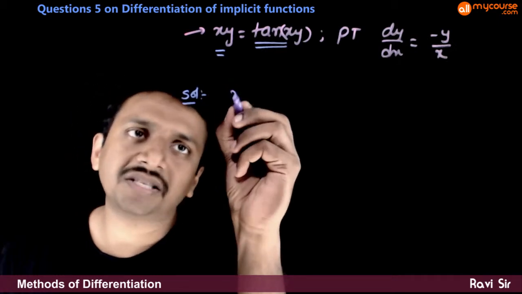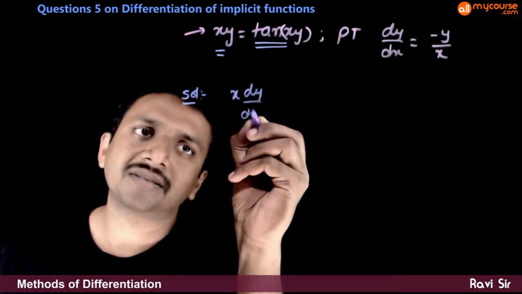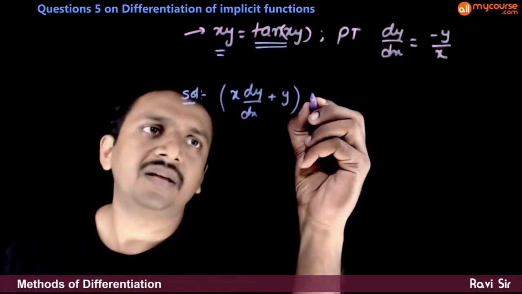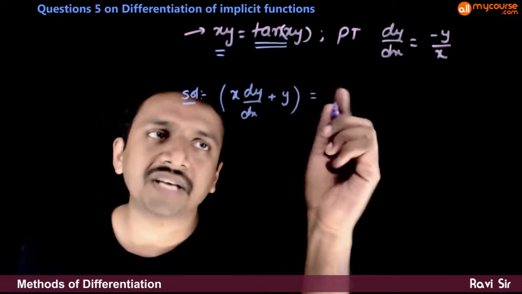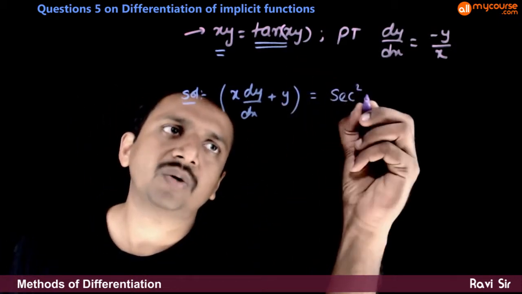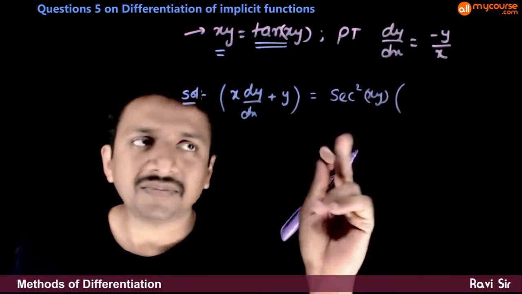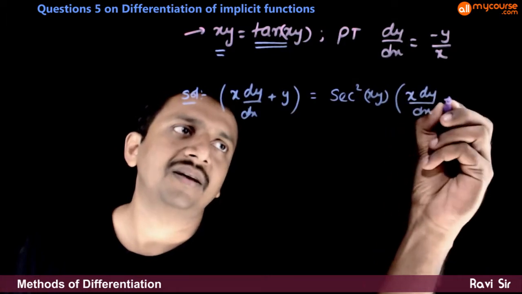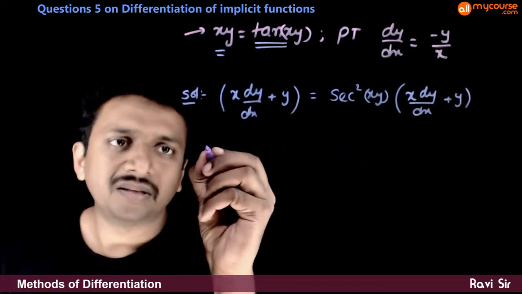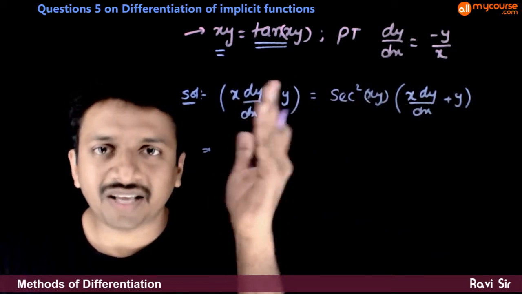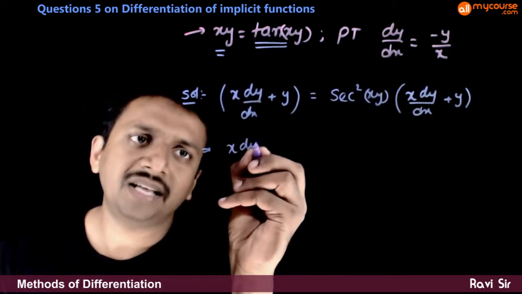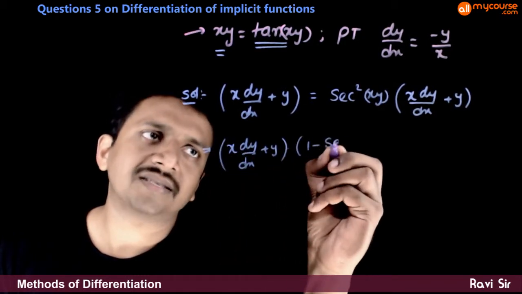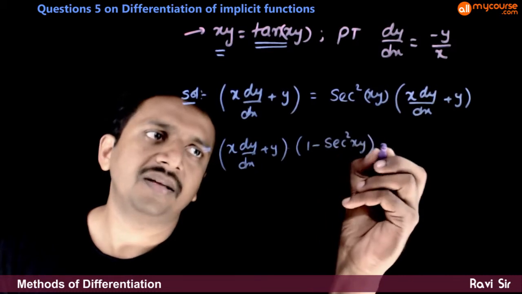So xy's differentiation is x dy by dx plus y, right? X dy by dx plus y is equal to, what is the differentiation of tan of something? Secant square of something times the differentiation of this something, that is x dy by dx plus y. So this implies if you bring x dy by dx plus y onto one side, x dy by dx plus y times 1 minus secant square xy is equal to 0.